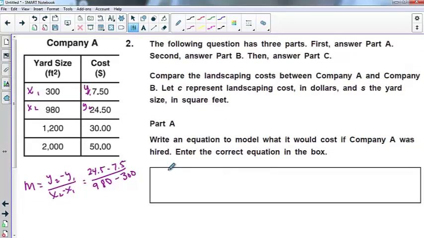Gage, pay attention. Put that away, please. Thanks. What is $24.50 minus $7.50? You all have calculators. Let's go.